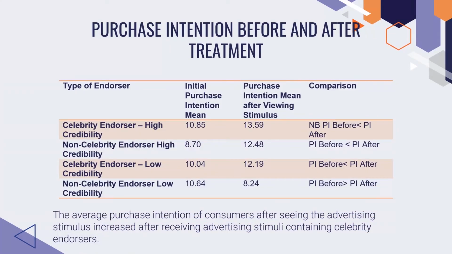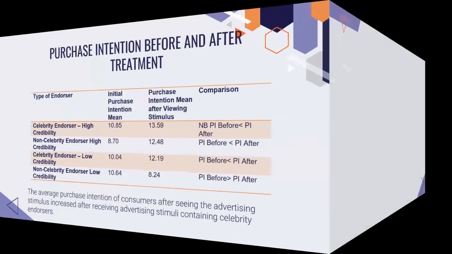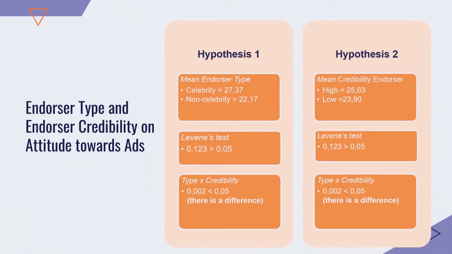Purchase intention before and after treatment. As we see in the table, the average purchase intention of consumers after seeing the advertisement stimulus increased after receiving advertisement stimuli containing ad 1, ad 2, and ad 3. But for the non-celebrity endorser with low credibility in ad 4, the average score dropped significantly after seeing its stimulus.